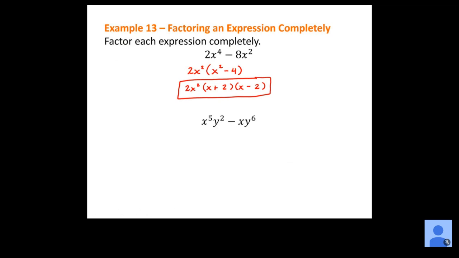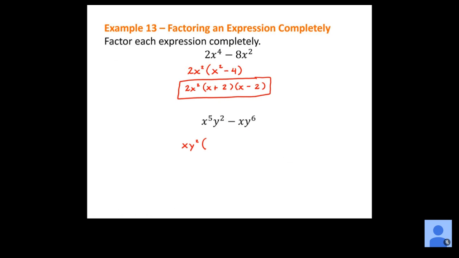So next one, same thing, start by looking for common factors. So if I look here, I have x to the 5th and x. Of those, the smaller exponent is x to the 1st, so I can take out an x. Then between y squared and y to the 6th, the smaller exponent is y squared. I can take out a y squared.